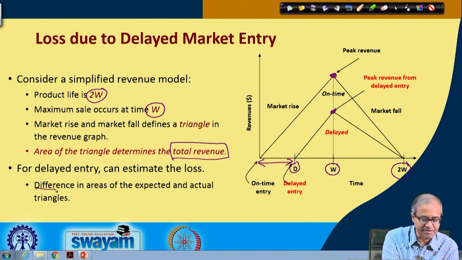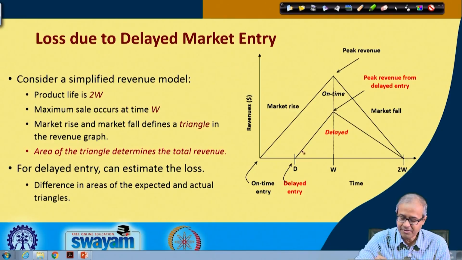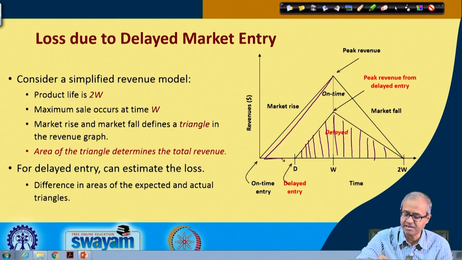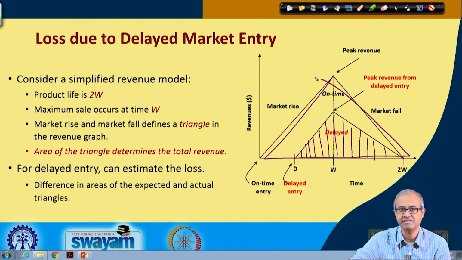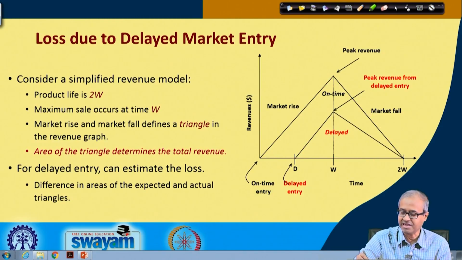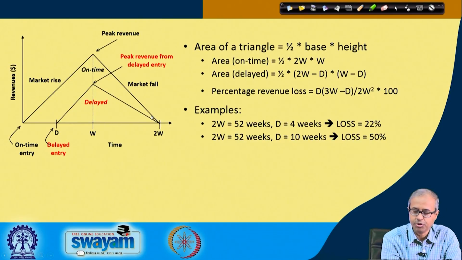So, there will be a difference in the area of the expected and the actual triangles, like your actual triangle area will be only this much, right, but your expected area was the area of this whole larger triangle. So, it is naturally much less in this case because of the delayed launch. Okay. Let us make a calculation. Well, we show that same plot on the left.